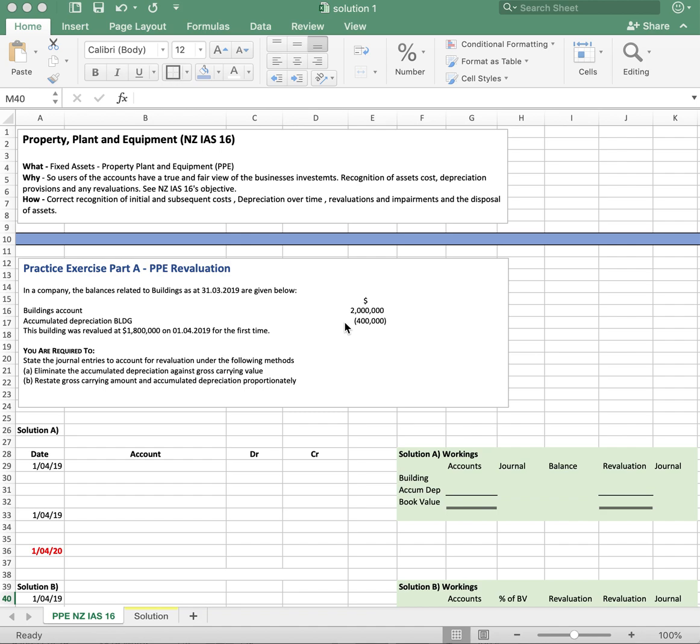The IRD really only use either diminishing value or straight line, and there's no allowance for residual value and those sorts of things. All right, so the why is pretty straightforward. The how: there's a number of things in the standard. As I say, there are good guidelines on what you need to include in the acquisition cost.